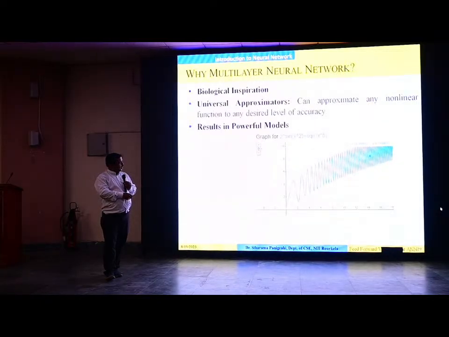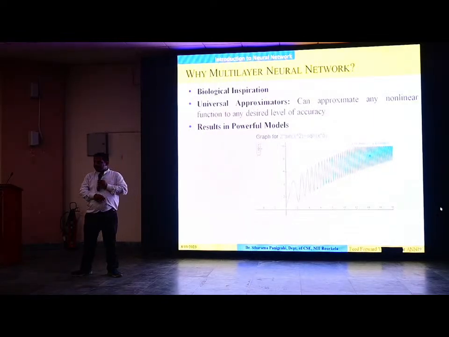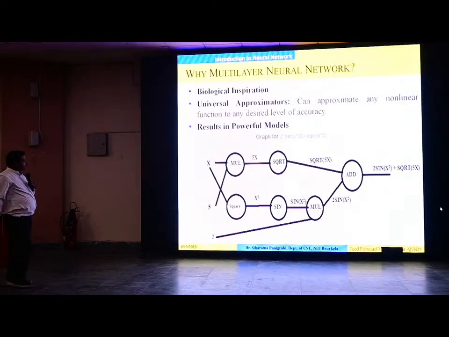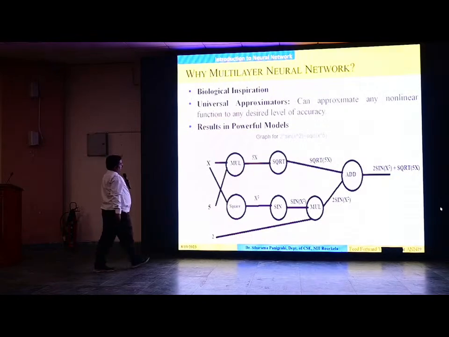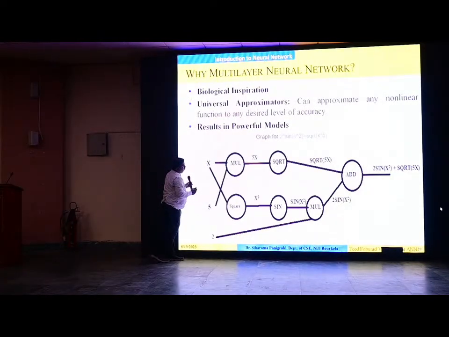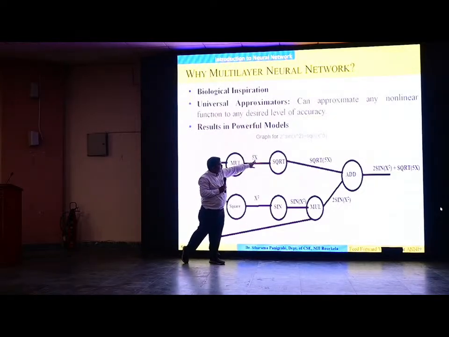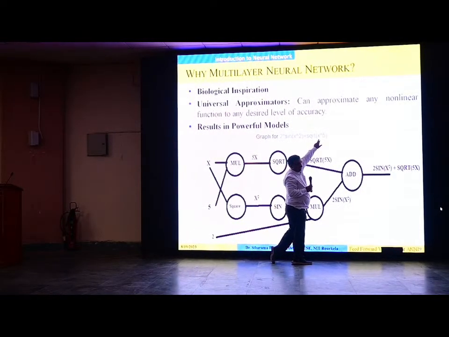So you see, this is a complicated function. But now you see, I can represent this by using a neural network. How will I represent it? So you see, x and 5. I will use a multiplicative unit. So what will I get? 5x. Okay, this one.